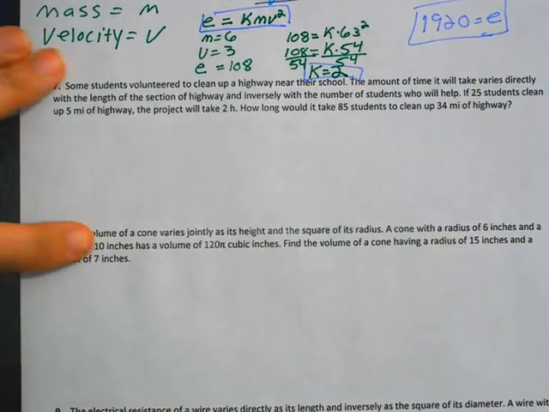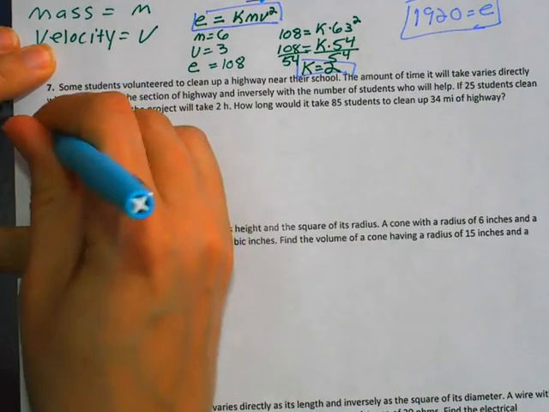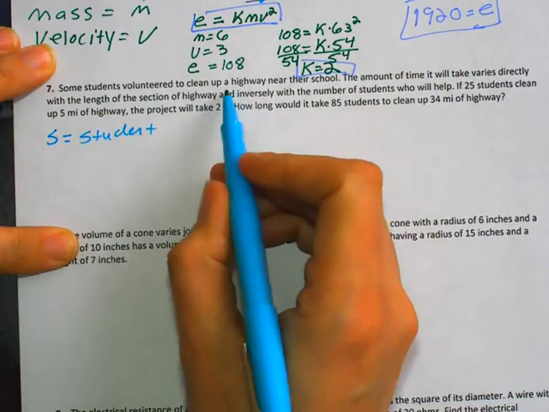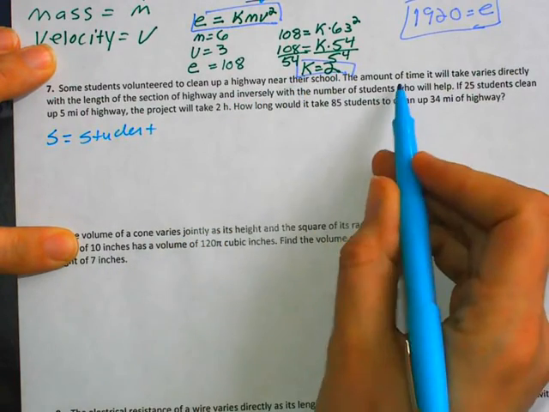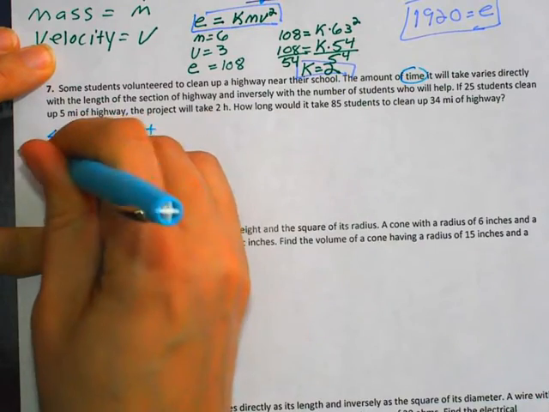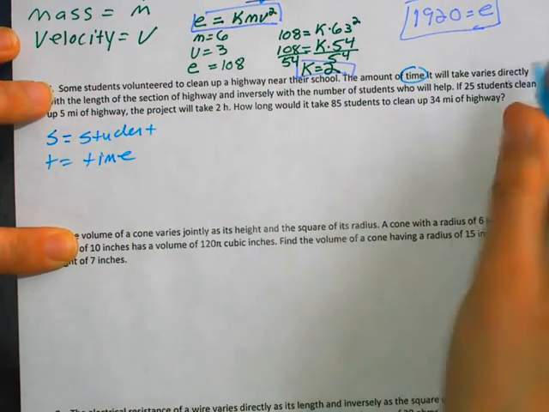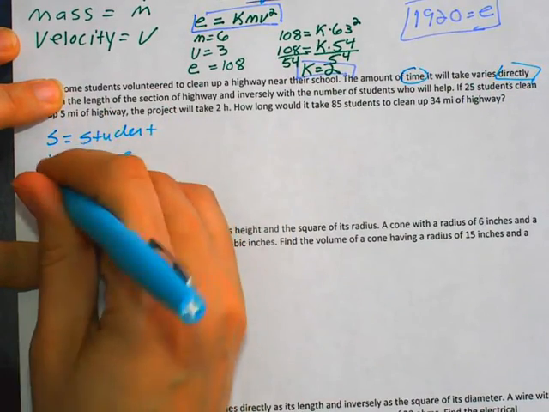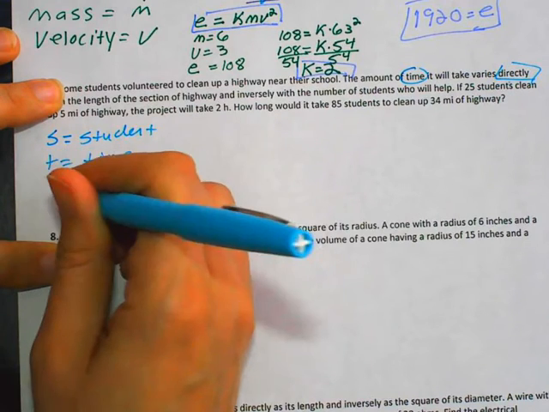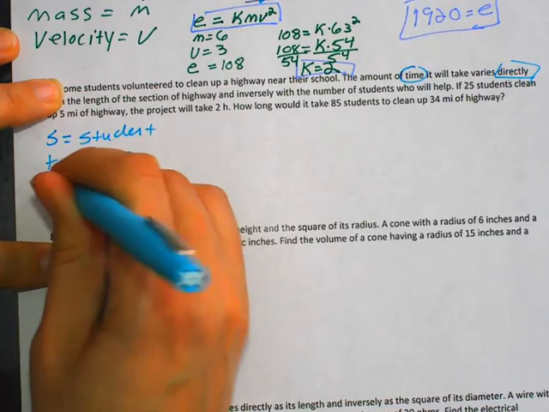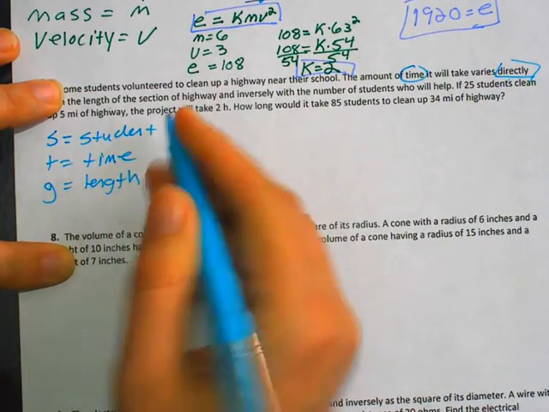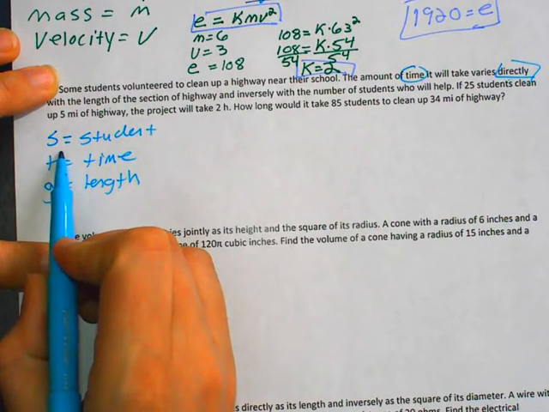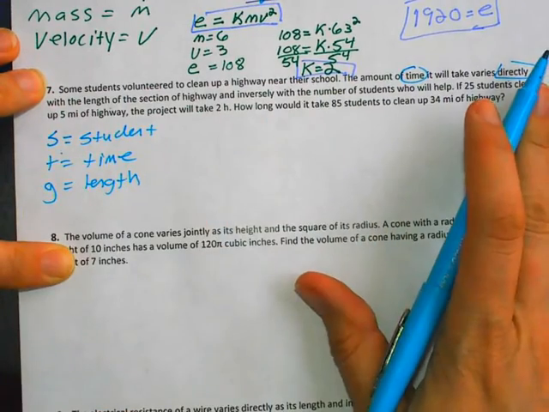All right, let's assign variables. Some students volunteered to clean up the highway at their school. So the amount of time it takes varies directly, we're going to need that in a second, with the length of the section of the highway. L looks like a 1, so let's use G for length. And inversely with the number of students. So I used S for students, okay? So now we need to write our equation. I'm not even going to read anything else. I'm going to stop there.